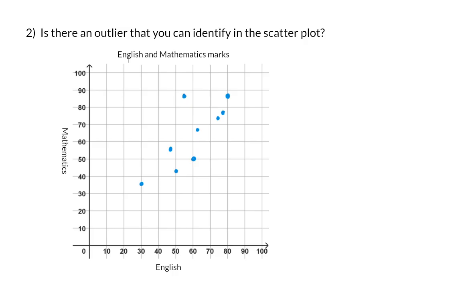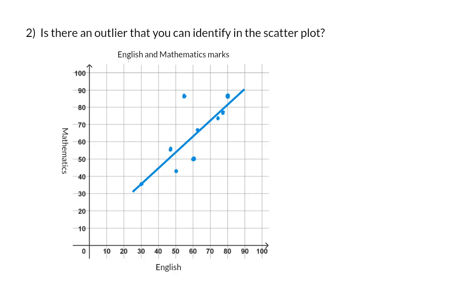Question 2. Is there an outlier that you can identify in the scatter plot? According to the scatter plot, it looks like these learners' English and mathematics marks have a strong correlation. They all form more or less a straight line. Here I've just drawn a freehand straight line, but in grade 12 you will see exactly how to determine this straight line. Because the points all lie very close to this line, we can say that in this case your English and mathematics marks have a strong correlation, which means that your English mark can be an indication of what you can achieve in mathematics.